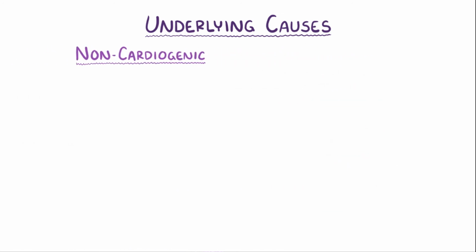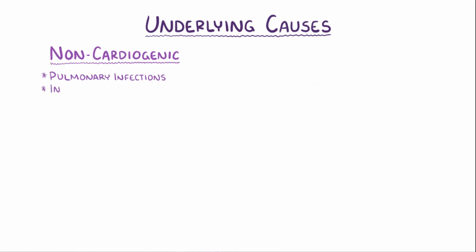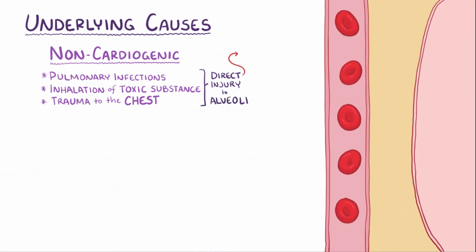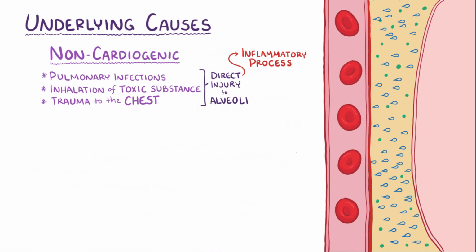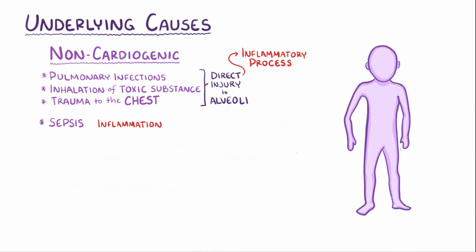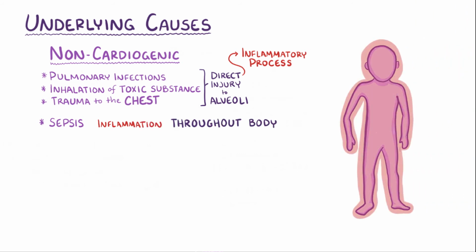Non-cardiogenic causes of pulmonary edema include things like pulmonary infections, inhalation of toxic substances, and trauma to the chest. All of these can cause direct injury to the alveoli, and when this happens, there's usually an inflammatory process that makes nearby capillaries more permeable. As a result, proteins and fluid enter the interstitial space. Another cause is sepsis, and the key difference is that in sepsis, the inflammatory process happens throughout the body, rather than just in the lungs. So in addition to pulmonary edema, sepsis can cause extra fluid in the interstitial space of tissues throughout the body.